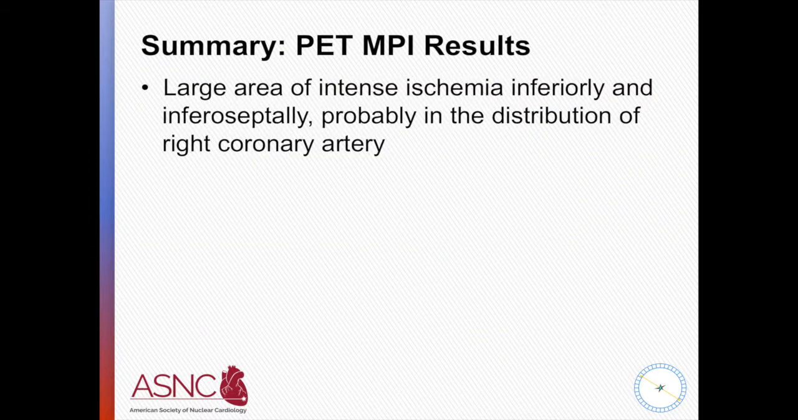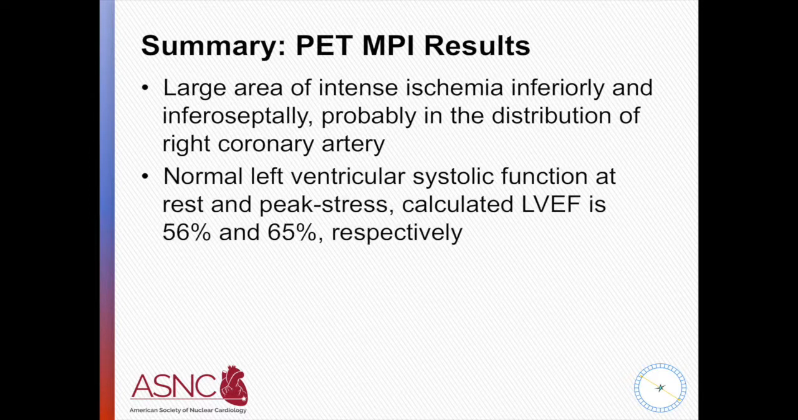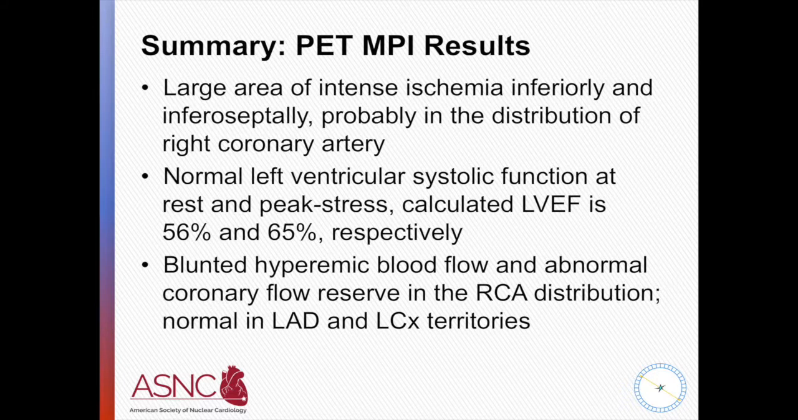So this study was interpreted officially as a large area of intense ischemia inferiorly and inferoseptally, probably in the distribution of the right coronary artery, with normal left ventricular systolic function at rest and peak stress, with calculated LVEF of 56 and 65% respectively. There was blunted hyperemic blood flow and abnormal coronary flow reserve in the RCA distribution, whereas it was normal in the LAD and the circumflex territories.